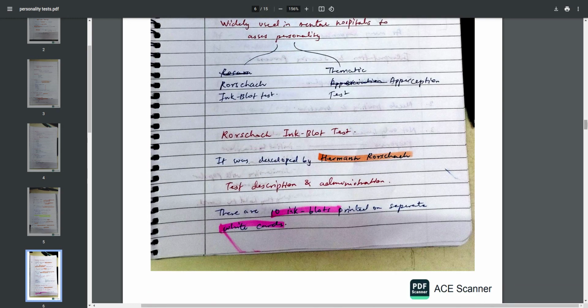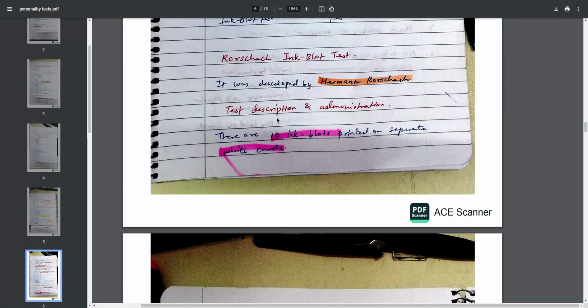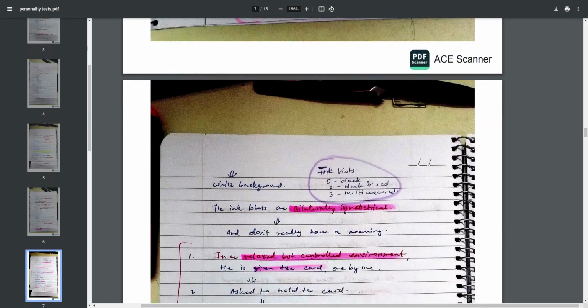So there are two types, the Rorschach inkblot test and the thematic apperception test. So let's look at the Rorschach inkblot test. This was developed by Hermann Rorschach. Okay, that is important. So let's see the description. There are 10 ink blots printed on separate white cards. Ink blots means the ink is just splattered around in a specific shape on a white background. They are separate white cards.